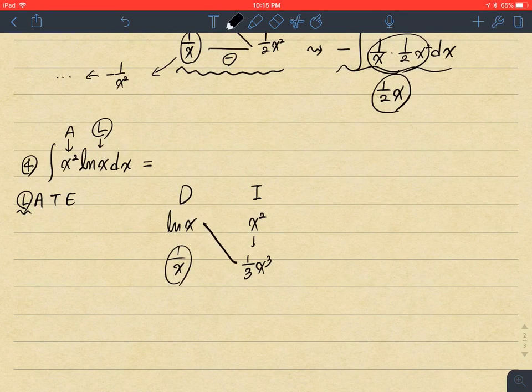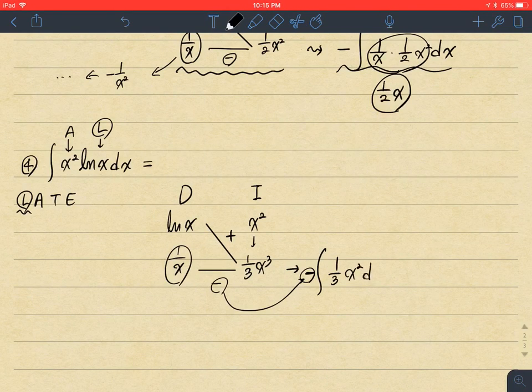So you just connect these two with plus, connect these two with minus, but this time also antiderivative of, multiply those two, 1 over 3 x squared dx. So the answer is 1 over 3 x cubed log x minus 1 over 9 x cubed plus constant.